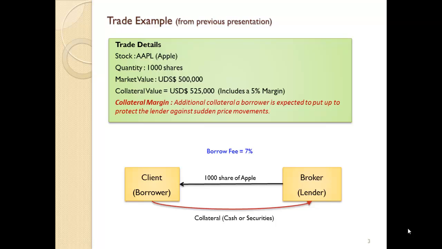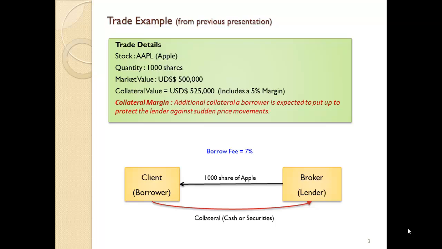Let's use the example from our previous video. A client wants to borrow 1,000 shares of Apple and reaches out to a broker. The market value of 1,000 shares of Apple is US $500,000, and the collateral value, including a 5% margin, is $525,000. Like I mentioned in the previous video, the borrower is expected to put up additional collateral to protect the lender against sudden price movements. In this particular example, it's 5%.